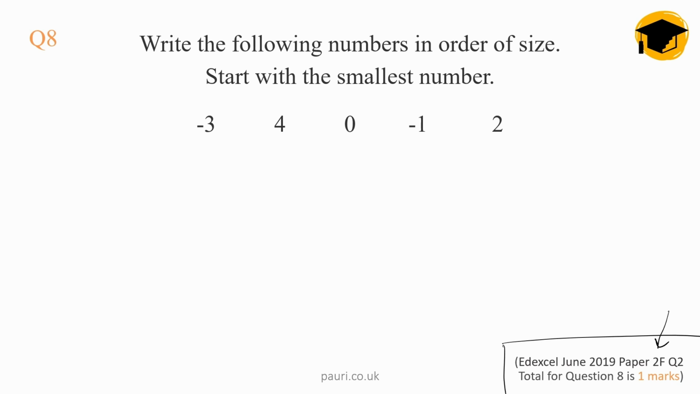Start with the smallest number. So which number is the most negative? -3. Cross that out. Next is -1. Then we have 0. Then we have 2. And then we have 4.